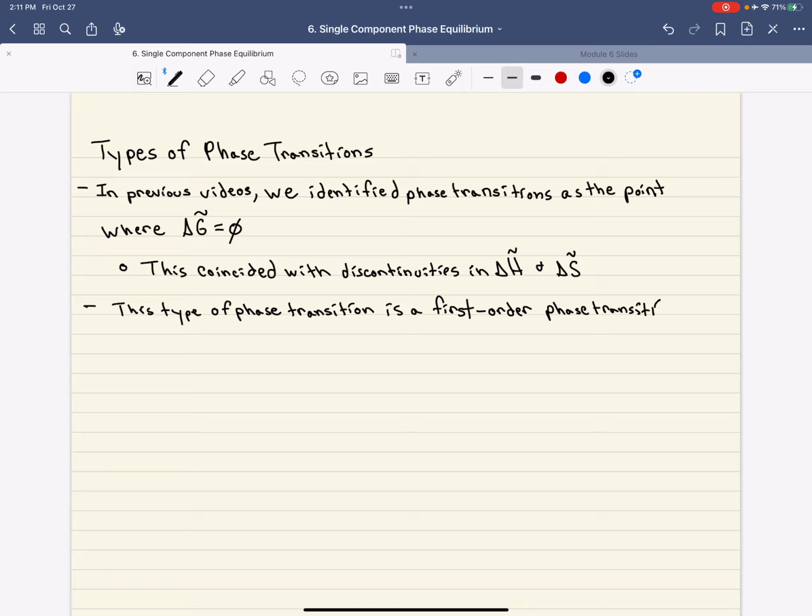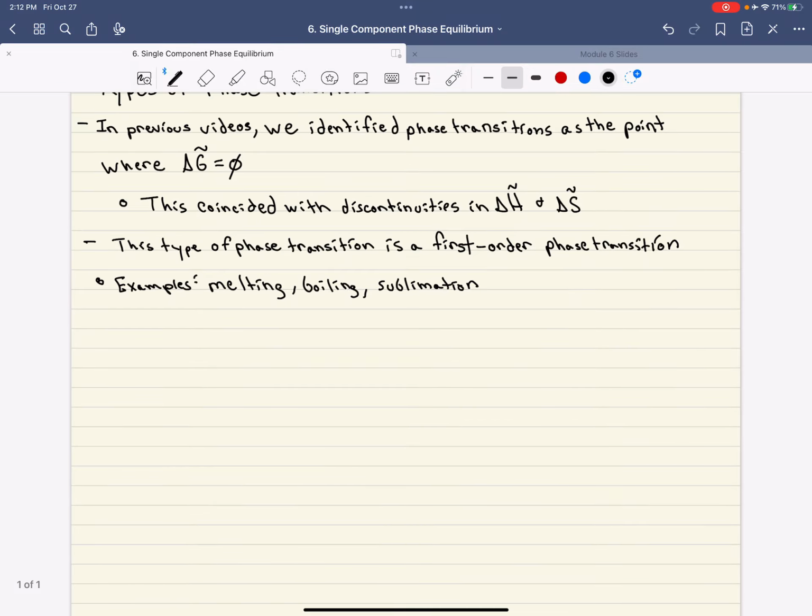And so some examples of a first order phase transition would be the typical ones you think of: melting from a solid to a liquid, boiling from a liquid to a vapor, or sublimating from a solid to a vapor. Okay? And so those are the typical types of processes when we think of a phase transition. However, there are exceptions to that rule.